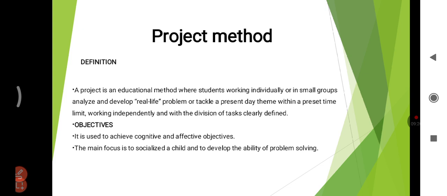The next heading is project method. Project method definition: the project method is an educational method where students, working individually or in small groups, analyze and develop real life problems within a present time limit, working independently. The task is clearly defined in the project method. The objective is to achieve cognitive and affective objectives. The main focus is to socialize the child and develop the ability of problem solving.